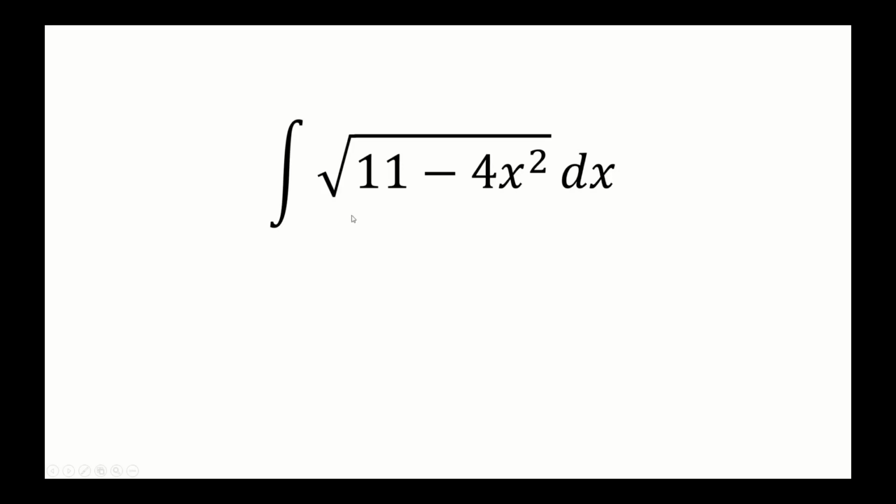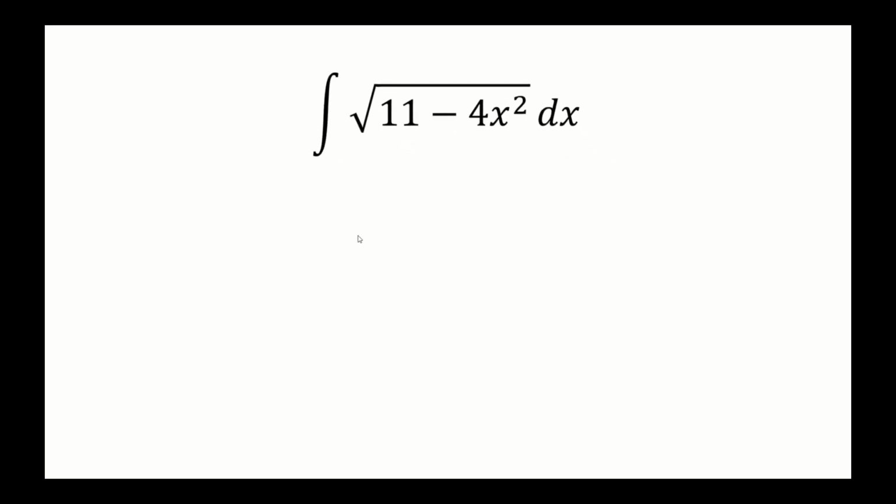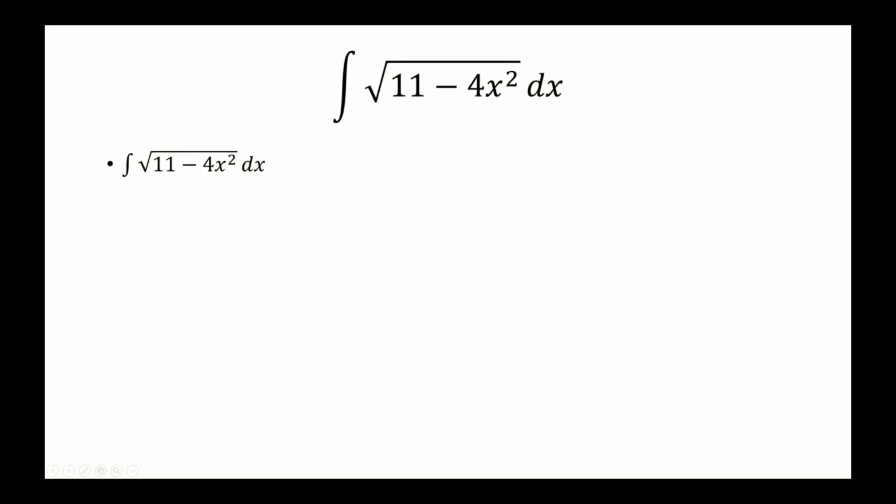The integral of the square root of 11 minus 4x squared dx. The goal is to do a trig substitution, basically replace the 4 and the x squared with 11 sine squared. But the way to do that is, first you want to cancel out the 4, so we have to put inside a 1/2 quantity squared, because when I square the 1/2 it cancels out with the 4.